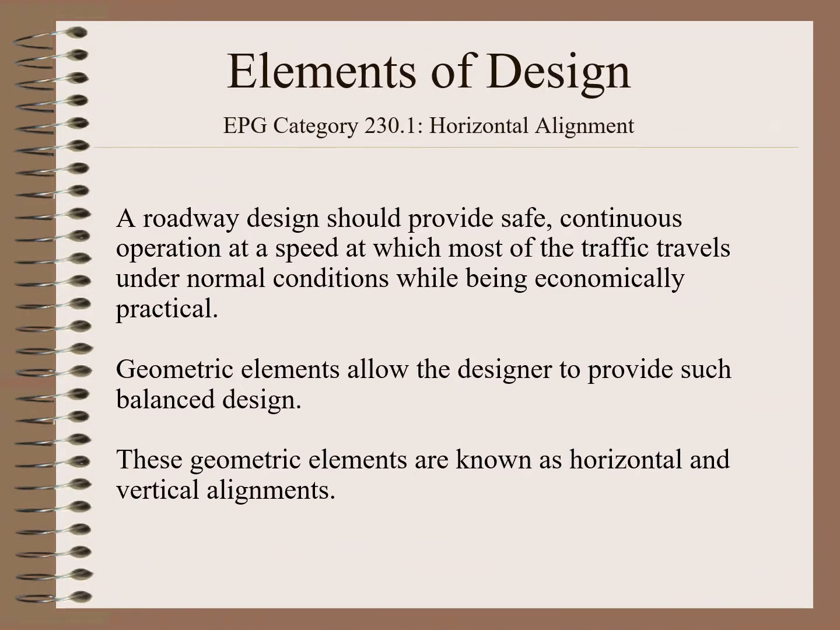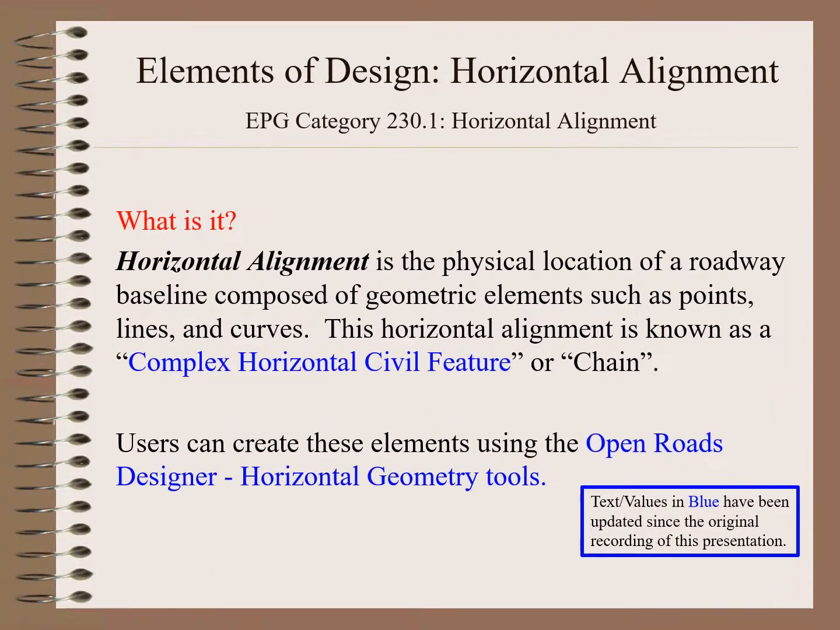Elements of design. A roadway design should provide safe, continuous operation at a speed at which most of the traffic travels under normal conditions while being economically practical. Geometric elements allow the designer to provide such a balanced design. These geometric elements are known as horizontal and vertical alignments.